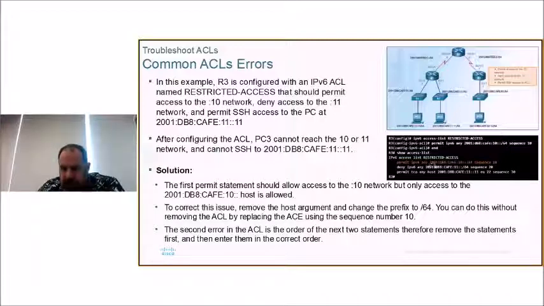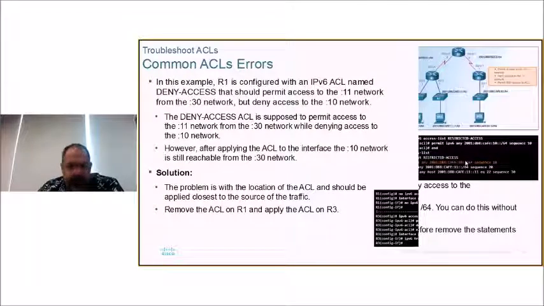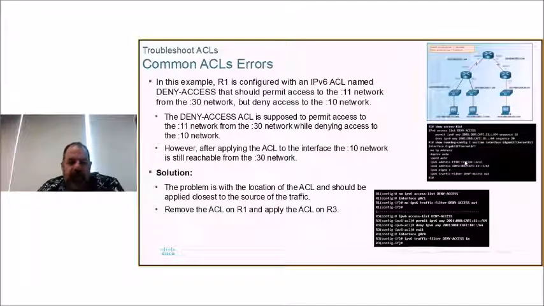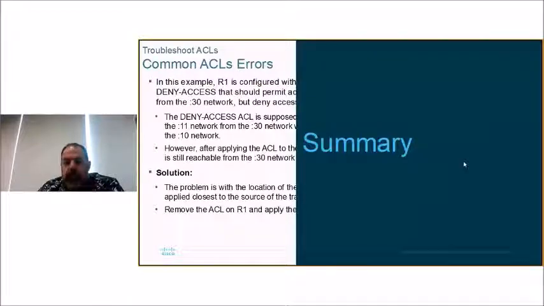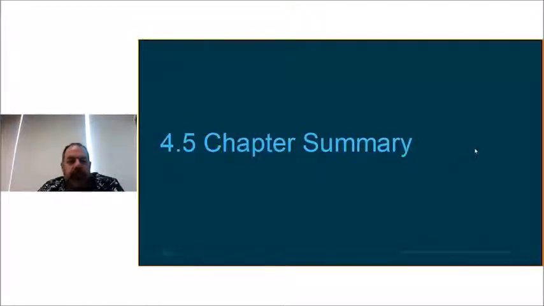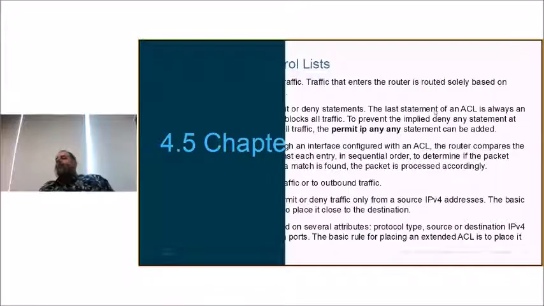So permit IPv6 any source to that network. So we did 10 instead of 11, I think. Too many. Okay, good. Too many examples.